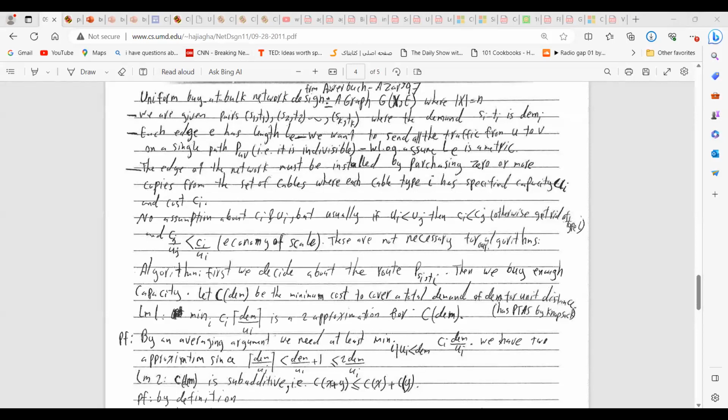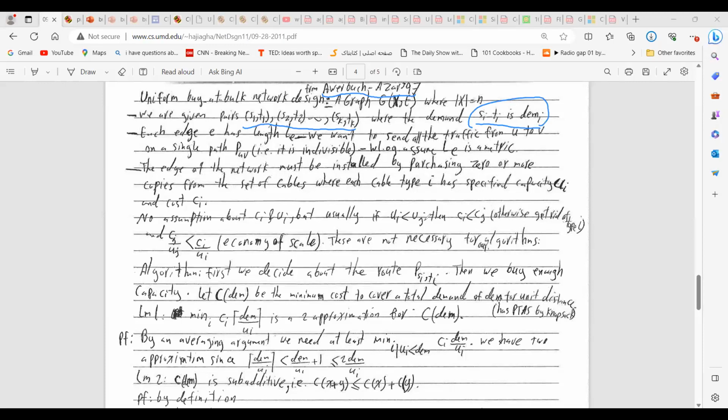This is a result of Awerbuch and Azar, 1997. At that time, this was the initial work that was done for the uniform case. It is interesting why the uniform case is easy. Here again, this is the problem. Source-sink pairs are given, the Steiner forest. We want to send the demand d_i from s_i to t_i, the same setting that we discussed. We have a graph of size n. And the edges of the network must be installed by purchasing zero or more copies of the cables that we discussed previously.